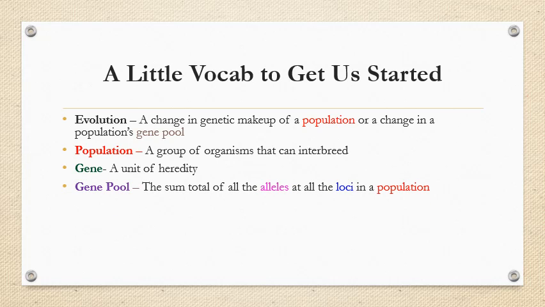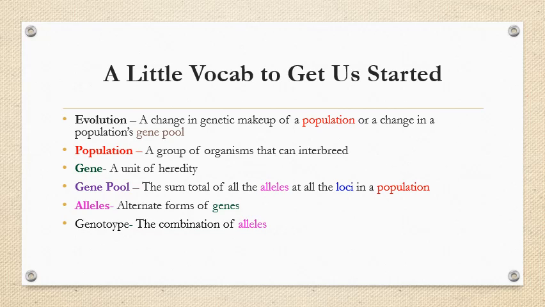The sum total of all the alleles at all the loci in a population is referred to as the population's gene pool. Alternate forms of genes are alleles, and I've mentioned that we are diploid organisms, so we carry 2 alleles for each gene. The genotype is the combination of alleles, and the locus is the location of a gene.